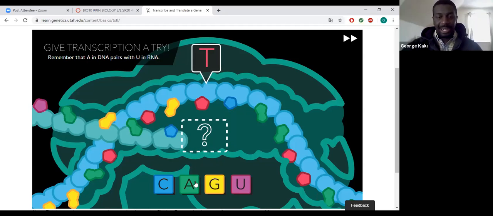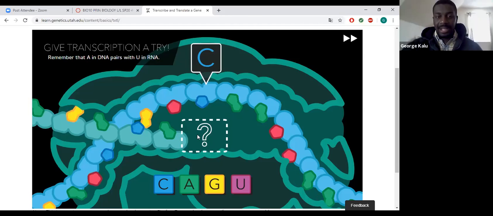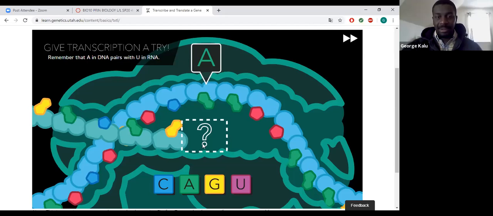Perfect, we're gonna need an A nucleotide. Okay, here we have a C nucleotide. So what nucleotide do we need here? Right, we're gonna need a G, perfect. Okay, here we have an A. So what do we need? U's, perfect.